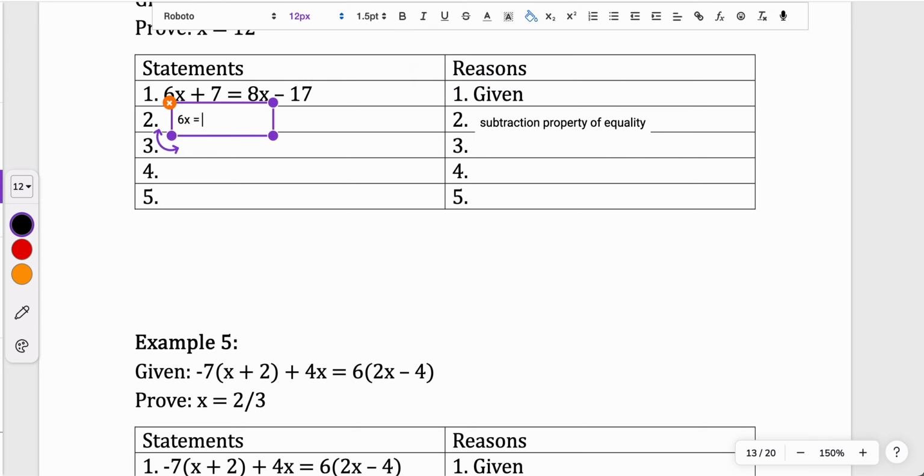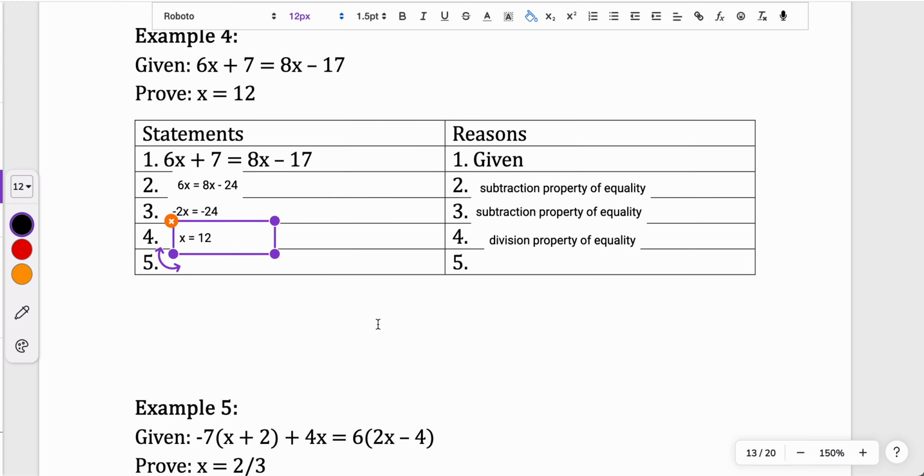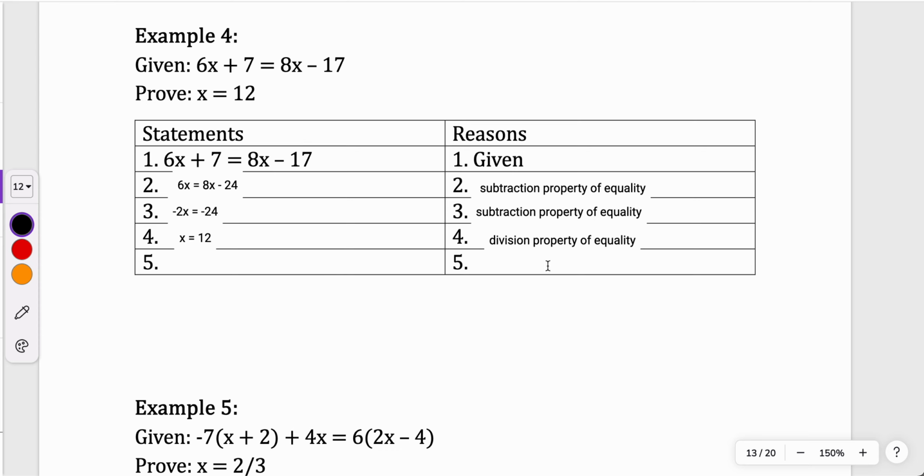And then to solve this, I would use the division property of equality. So reason 4 is still the same, and I would get x equals negative 12, or x equals 12 right away, noticing that I have nothing else to fill in. So this would be a case where I was able to show all of my steps and make a solid proof without having to fill in all 5 blanks, okay?